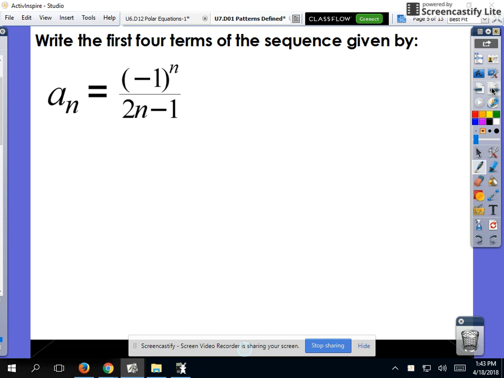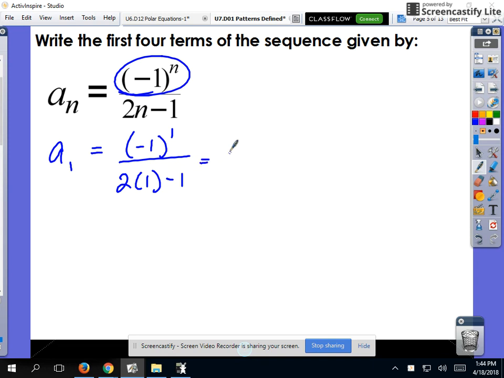All right, what's interesting about this is we have this term up here. And what we know is if we plug in a positive number, let's plug in 1, we'll get -1. If we plug in 2, when you square a negative number, you get positive. If you plug in 3, back to negative. 4, back to positive. 5, back to negative. So we're going back and forth, negative, positive, negative, positive. So for a sub 1, all that does is dictate the sign. So it's -1 to the first, and then 2 times 1 minus 1. So that is -1 over 1, which is -1.